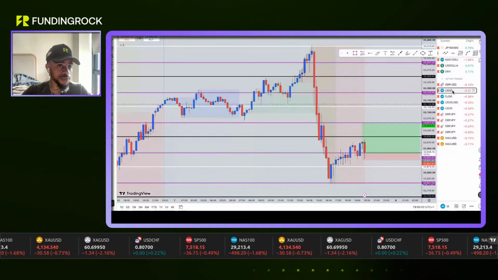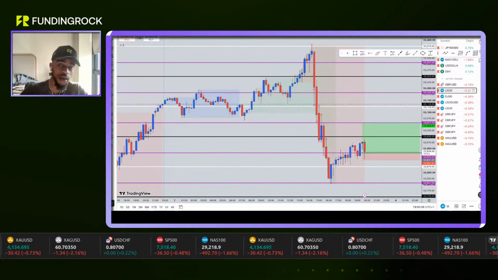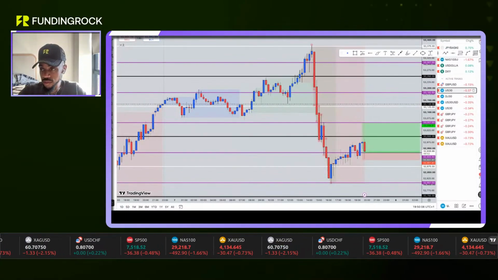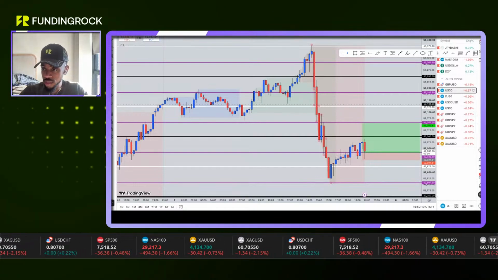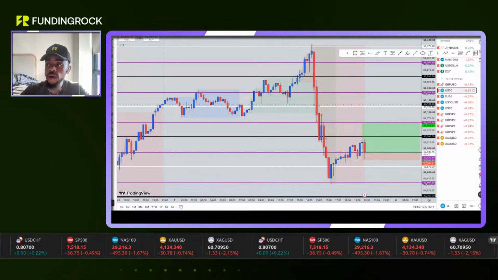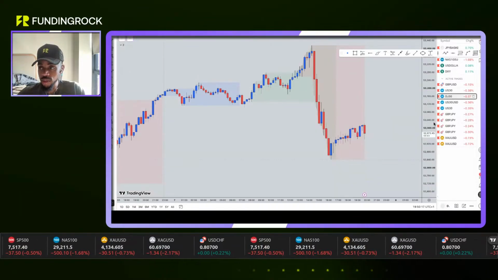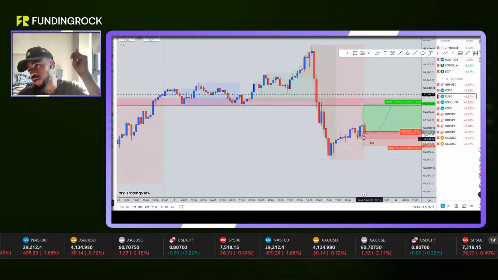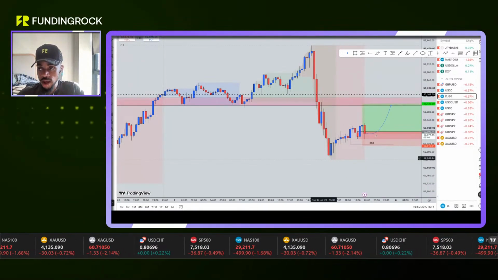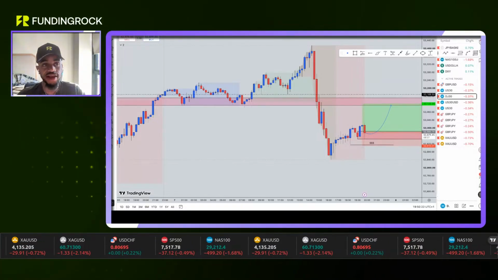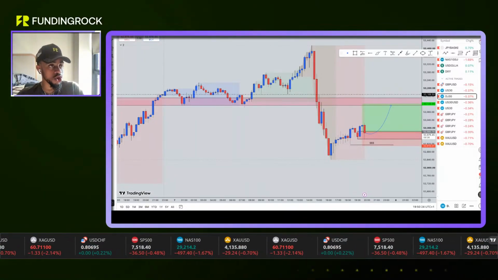Let's go. Boom, tagged in. Now all we can expect is US30 to take it to the upside. From this point, we can expect those buys. See, we're getting that beautiful rejection. That's exactly what we want to see right now.